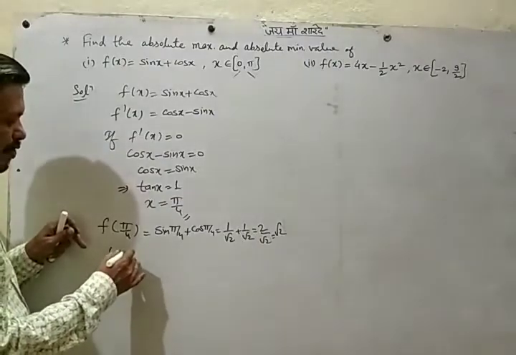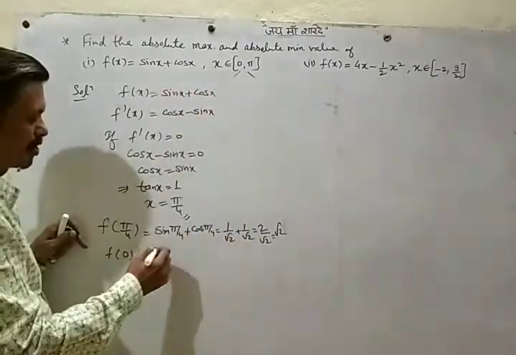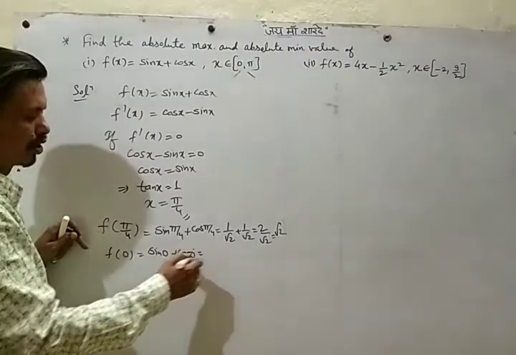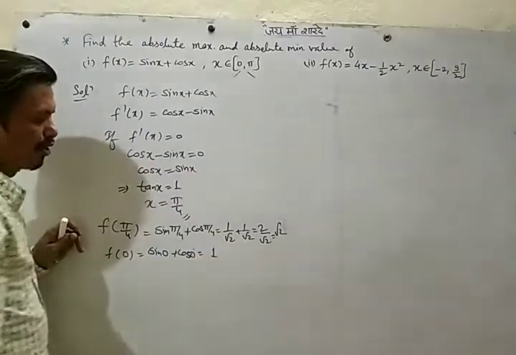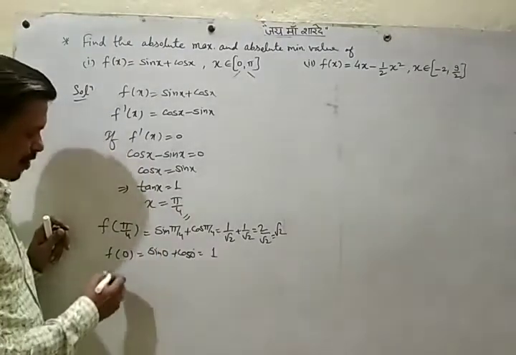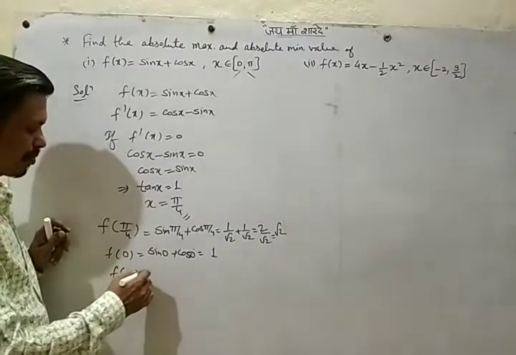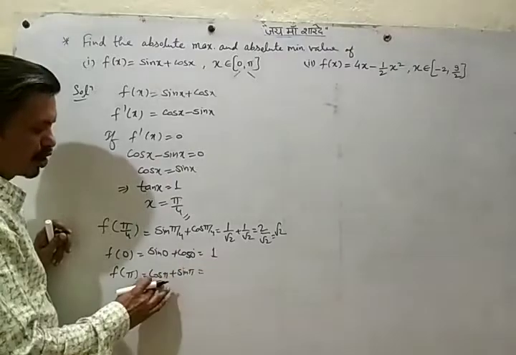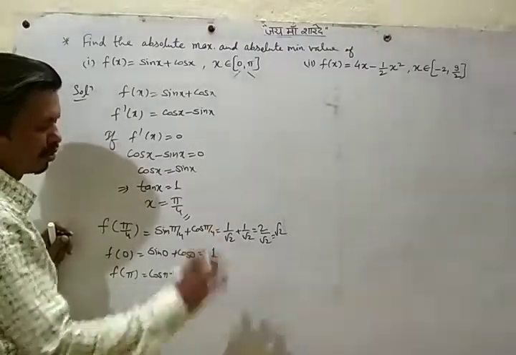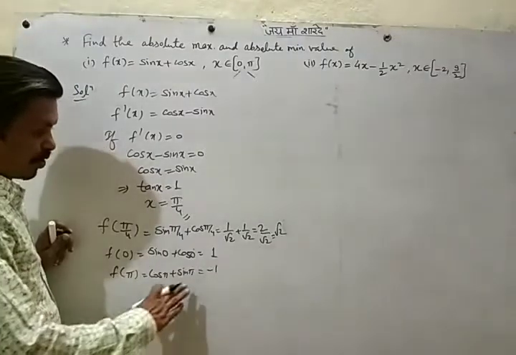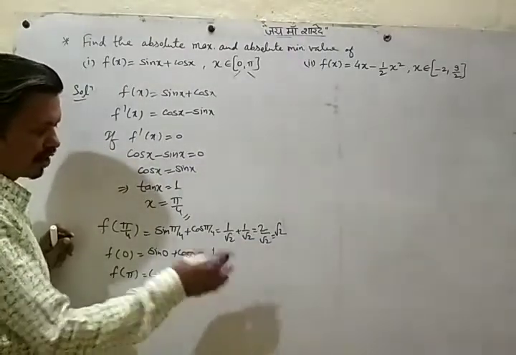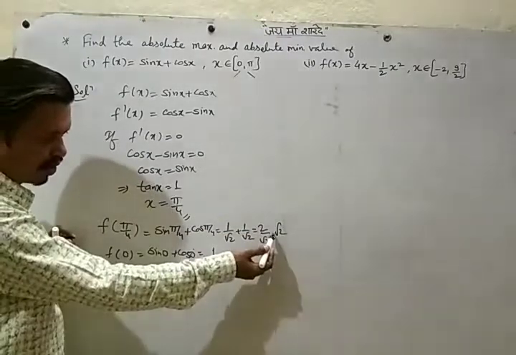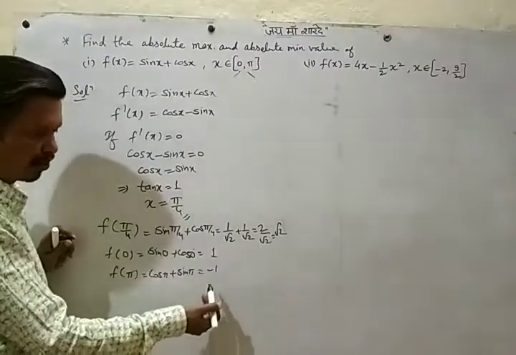Then f of 0, the value of the function at 0. So sin 0 plus cos 0. Sin 0 is 0, cos 0 is 1. So the value of the function at 0 is 1. Now at pi, cos pi plus sin pi. Cos pi is minus 1, sin pi is 0. Okay? So we have values root 2, 1, minus 1. Which is greatest? Root 2 is the greatest one, and the minimum value is minus 1.